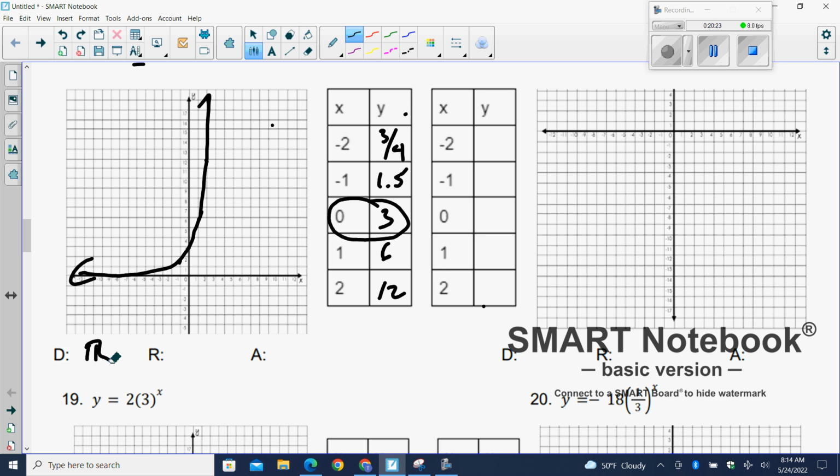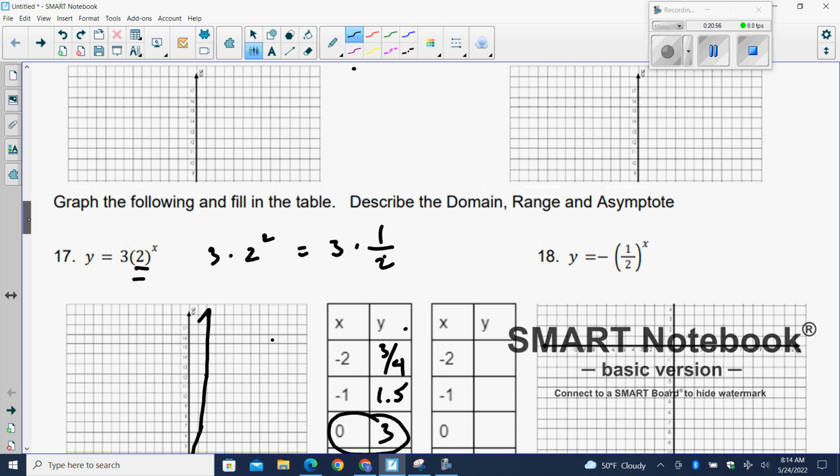The range. Look at my y values. Look at your graph. There are no negative y values. All my y values are greater than 0. So my range is y greater than 0. Remember, my range and my asymptote go together. My asymptote is y equals 0, and my range will either be above that or below that, depending upon the equation.